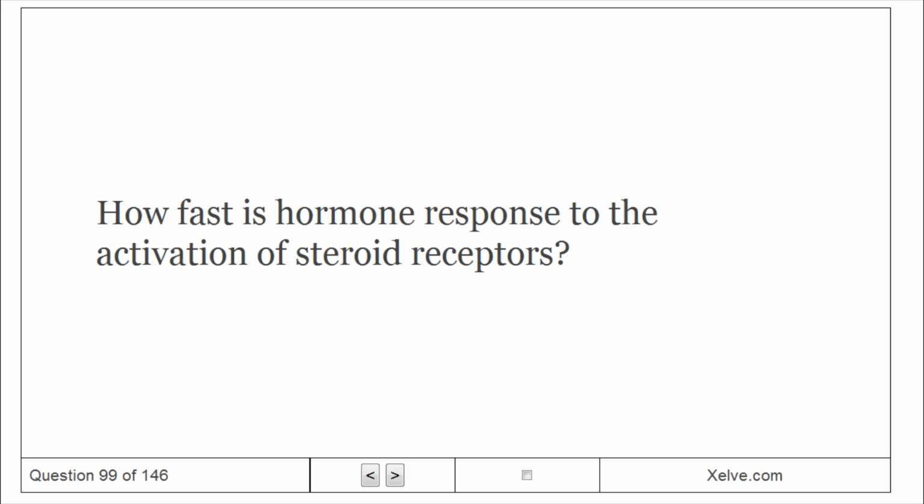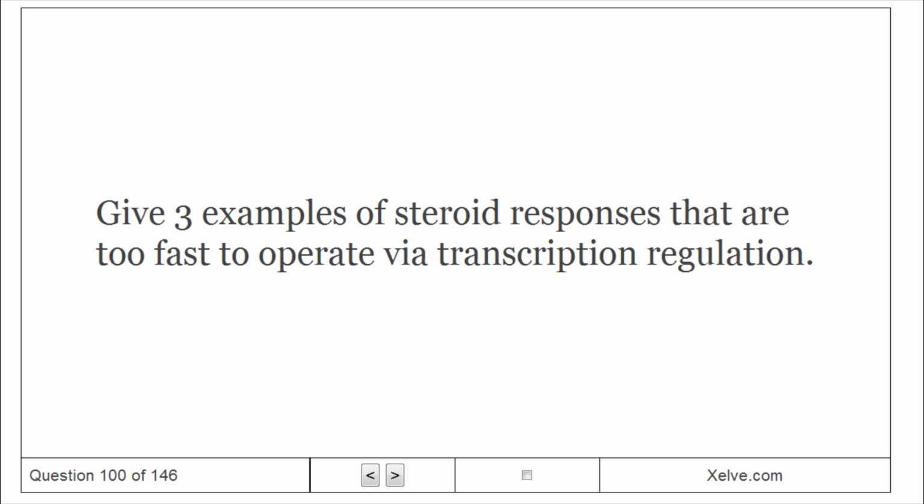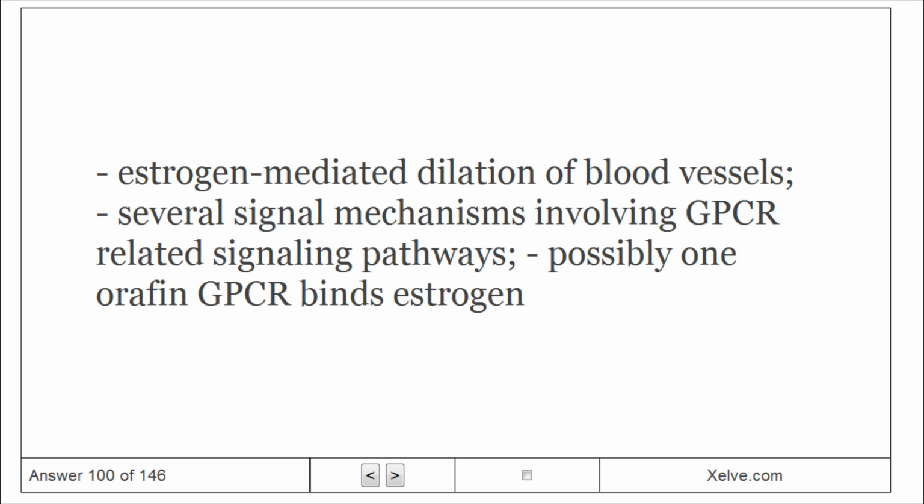How fast is hormone response to the activation of steroid receptors? Hours to days. Give 3 examples of steroid responses that are too fast to operate via transcription regulation. Estrogen-mediated dilation of blood vessels, several signal mechanisms involving GPCR-related signaling pathways, possibly one orphan GPCR binds estrogen.